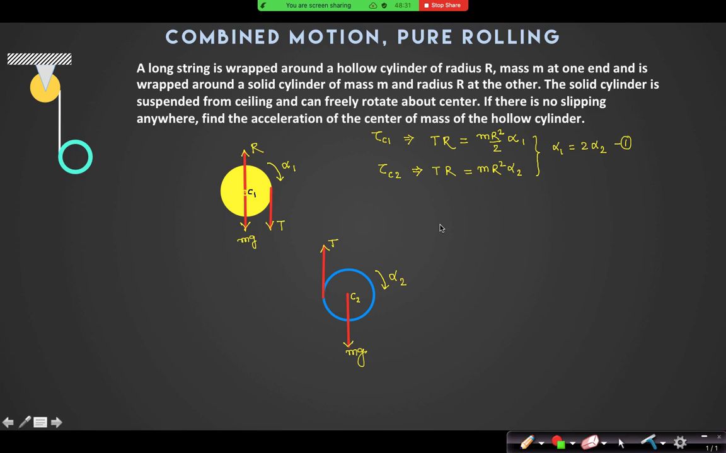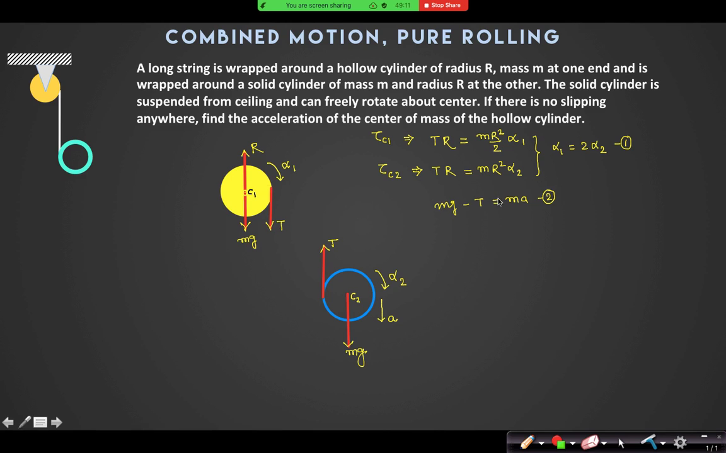Yes, sir. Now what else can I write? This torque equation I have already written. Let us assume the acceleration of the center of mass of the lower cylinder is A. So what force equation can I write? mg minus T is equal to Ma. That is the second equation. And the acceleration of the upper one is 0, so I don't have to write any force equation there.